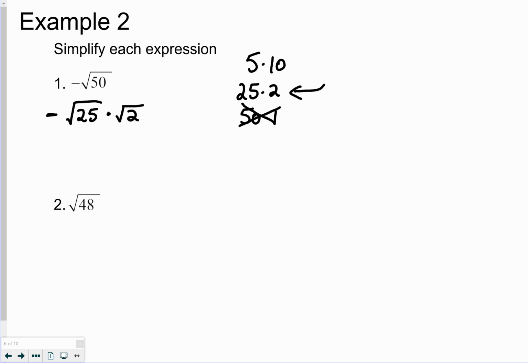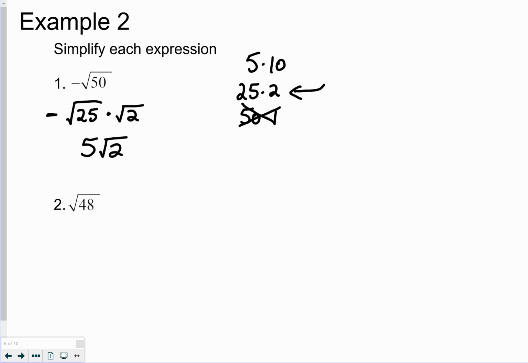Although I didn't say it, we just used a property called the product property. But do you need to know that? No, you don't need to know the name of it, but do you need to know how to do it? Yes. The property allows us to take one radical and make two of them, as long as these numbers still multiply to give you the original radicand. Everybody good with that? Now, the whole point of doing this is because 25 is a perfect square. And what is the square root of 25? 5.